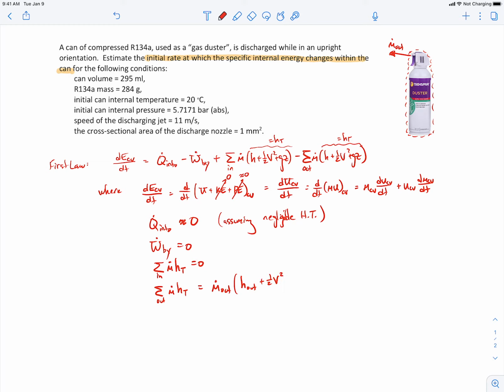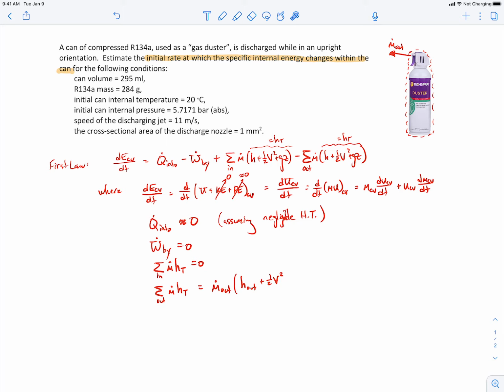I'm going to keep that term in there because I'm told what the speed of the discharging jet is. It's 11 meters per second, which isn't a small value. This quantity may be small compared to that, but let's just keep it in there since we know the velocity. It doesn't hurt to keep it. It may not be large in the end, but we know the value of it, so let's just keep it in there.